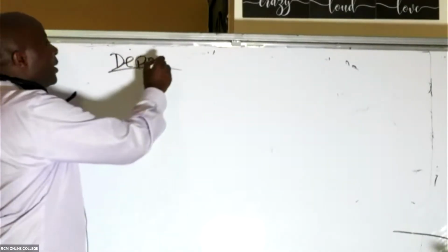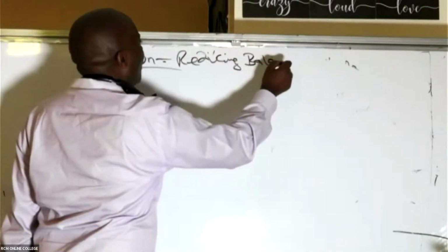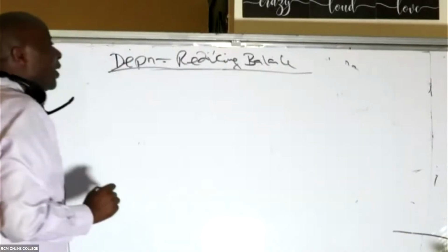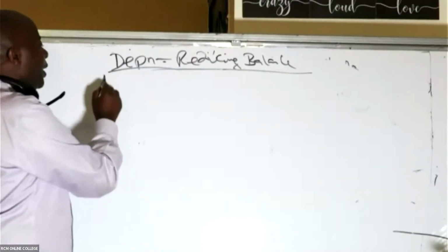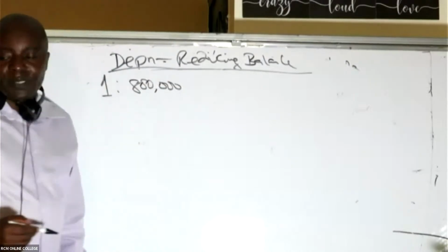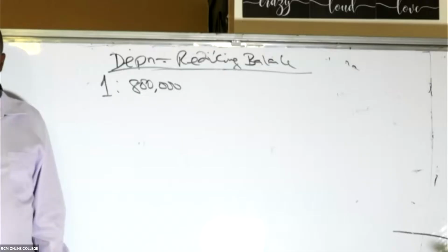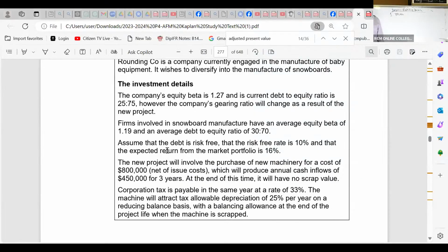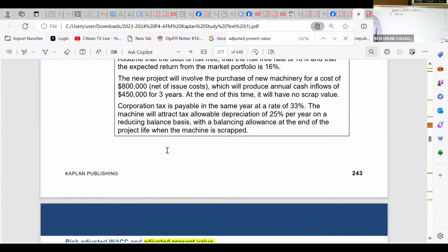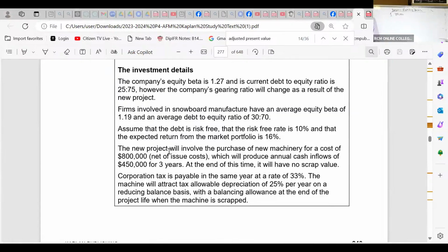Remember, this depreciation is reducing balance. These are good examiners. I love this kind of examiners. So depreciation will start with year number 1. The machine is worth 800,000, isn't it? And in this case here, the depreciation they have told us is, what there? The new project will involve the purchase of a new machine at a cost of 800,000.